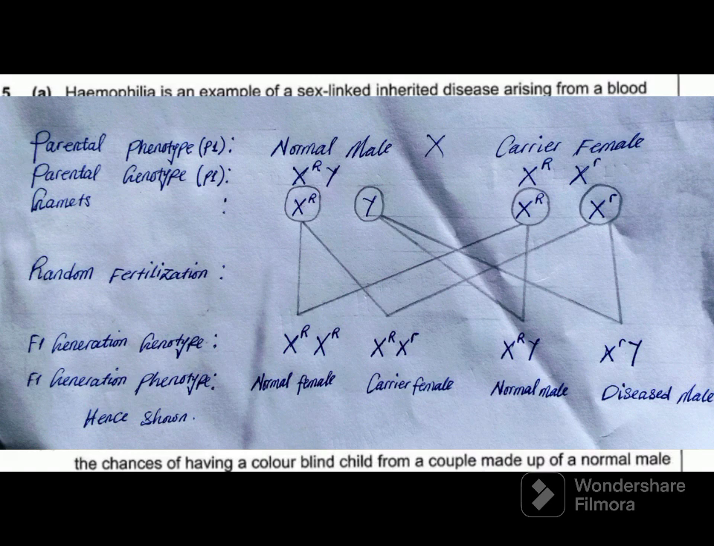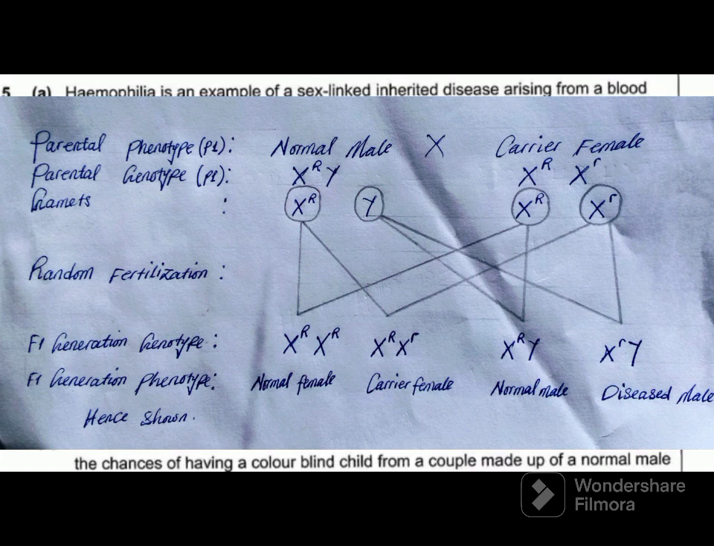After writing parental phenotype, you can write parental genotype. Genotype is the symbolic statement about the genes contained by an organism for a certain characteristic. So what to put on genotype? You just write the symbols. You describe in symbols.